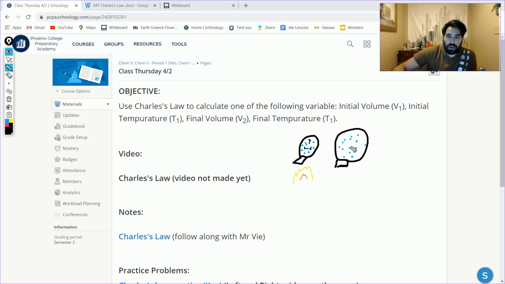So let's draw the arrows longer because now they have more velocity. Each gas molecule is moving now with a greater velocity and hitting the sides of the balloon, causing the volume to increase.